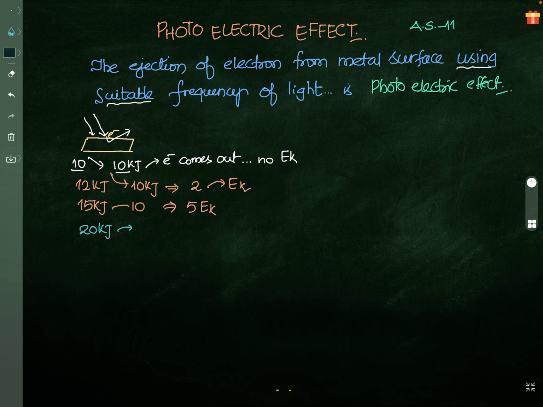Very interesting for me. If you are giving 20 kilojoules of energy, and you need only 10 kilojoules, now here two things will come into your mind, right? One is 2 electrons will come out. Otherwise, 1 electron will come out with 10 kilojoules of kinetic energy. This is right. 10 will be the kinetic energy, not 2 electrons.